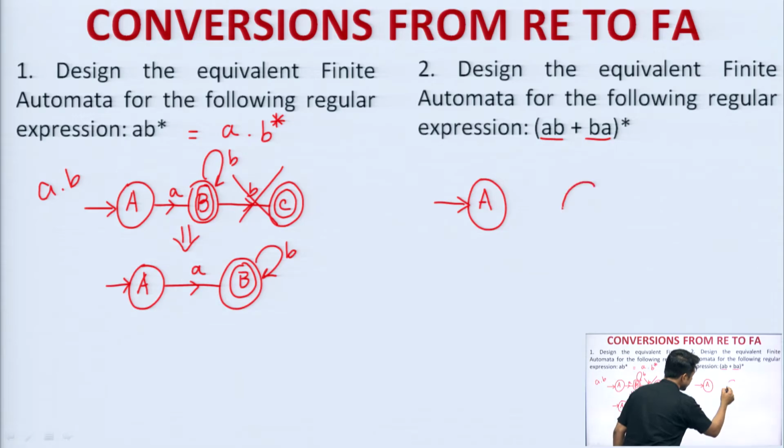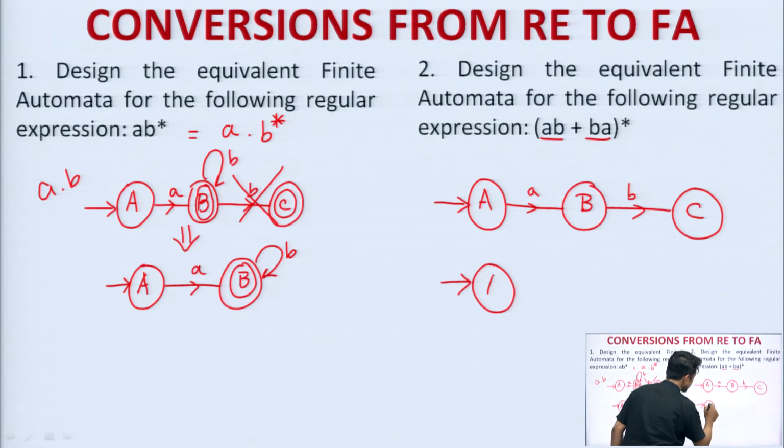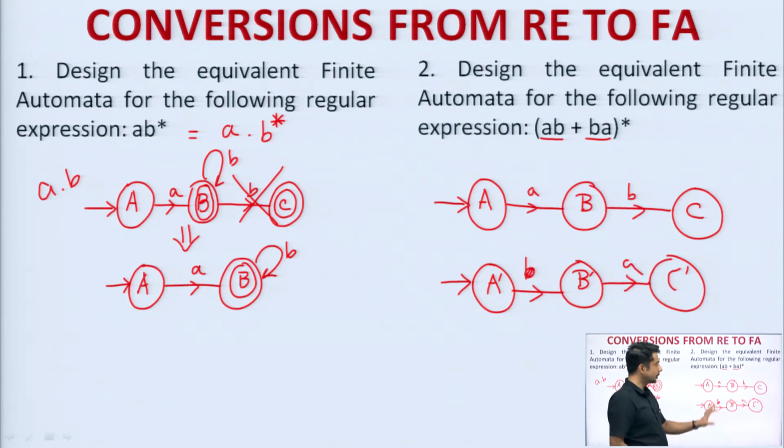So, let me take a state, another state as b, a b. So, that means a and b. I will be taking another and it will be c. Okay, this will be a b. Another way is that I am having, suppose, a dash, b dash, and this will be c dash. Okay. And here I will be having b a. So, some way or the other, this is the general diagram for a b, and this is for b a, right.